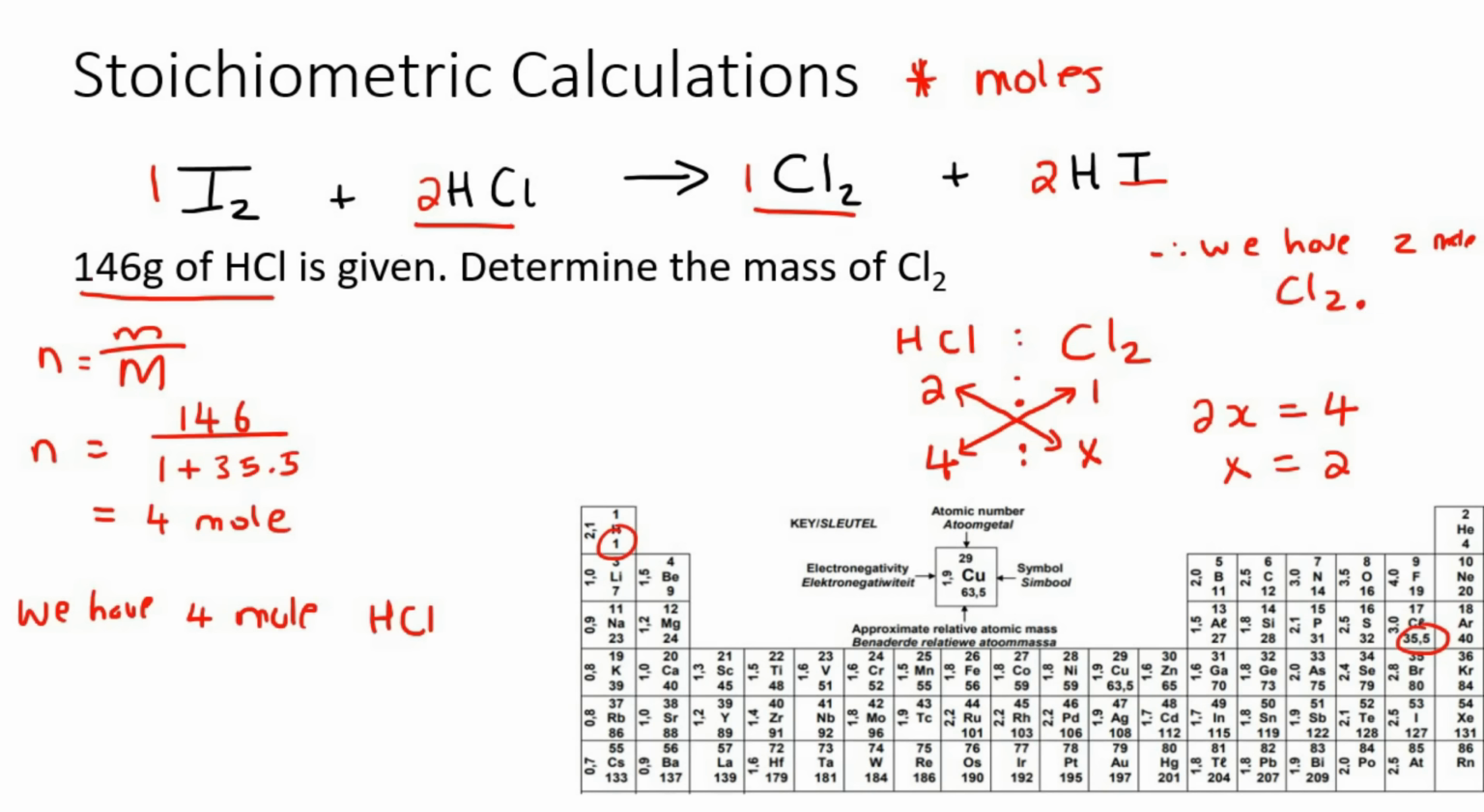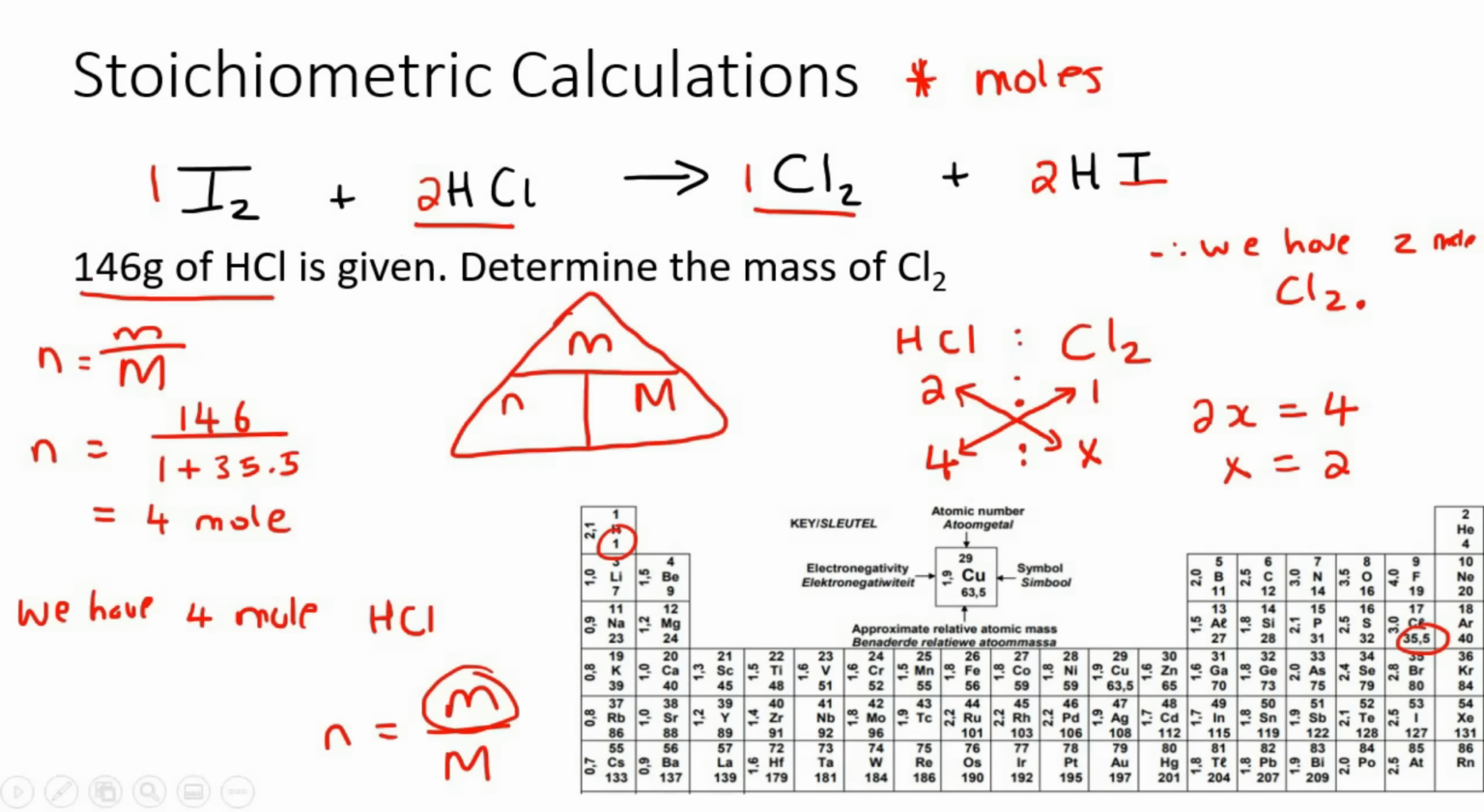Now that we know the moles of Cl2, we could use this formula again. Because now we have the moles of Cl2, and we also know the mass of Cl2 on the periodic table. And so that will allow us to work out the mass, and that is what they've asked us to do. Remember that to get this one, you could make a little triangle for yourself, which we've looked at before. And to get this M at the top, you say n multiplied by capital M. So to work out the mass, we'll take the number of moles, which we have 2, multiplied by the mass of Cl2 on the periodic table.